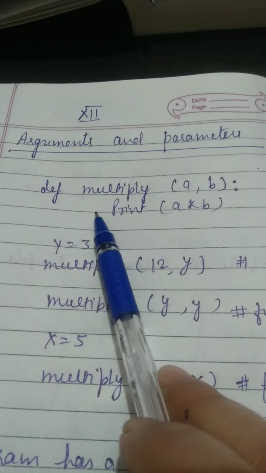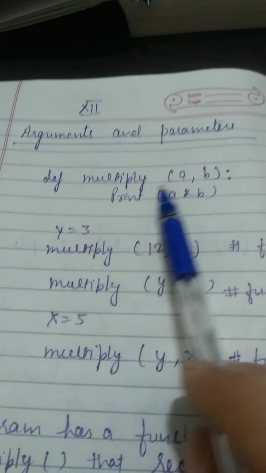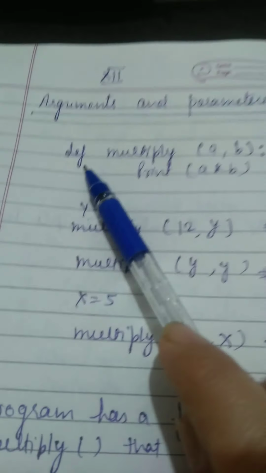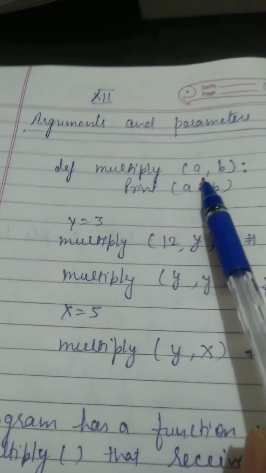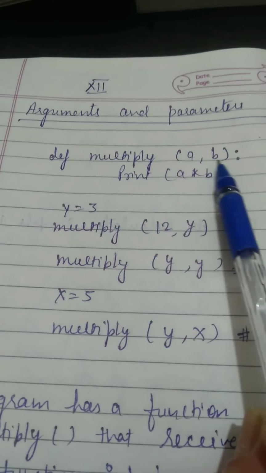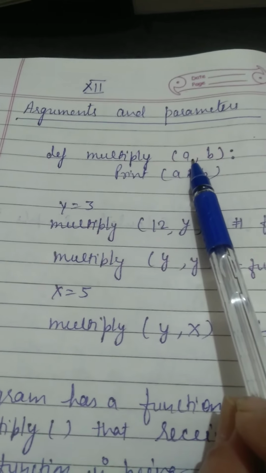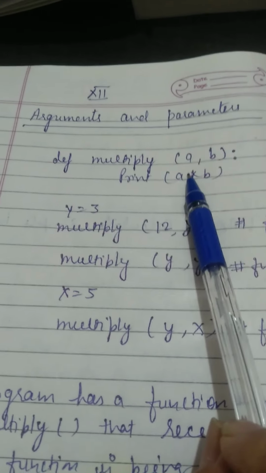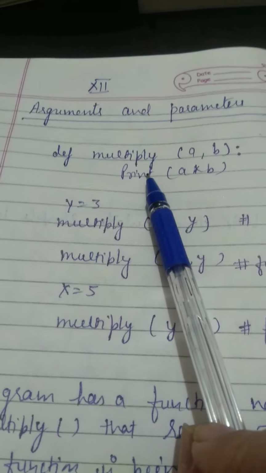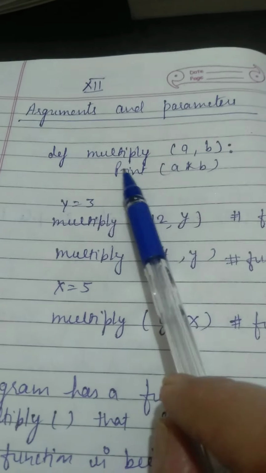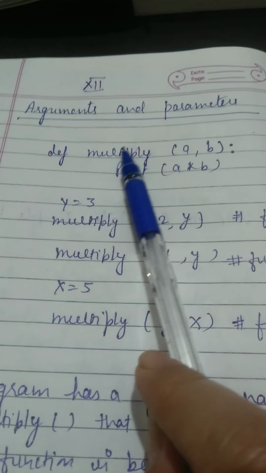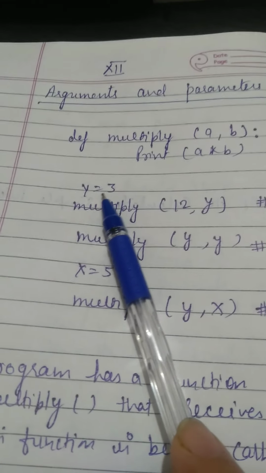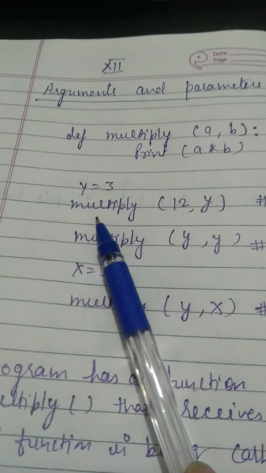So you can see this function: def multiply. The function name is multiply, and we have to start with the def keyword, and we have used two parameters, a and b. We have passed two variables here, and print a into b means it will just multiply these two variables. So this is the function header, and this entire thing is the function definition.